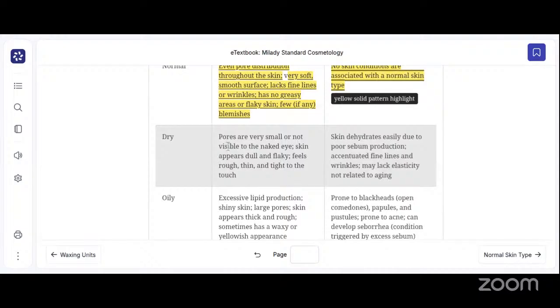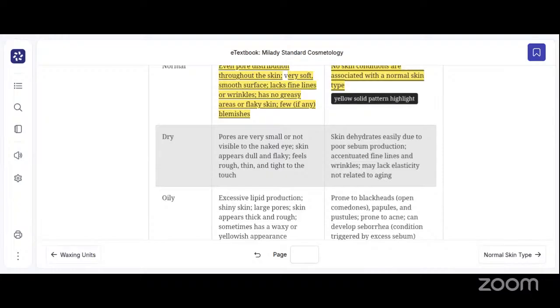When you look at dry skin, I'm going to highlight it in a different color. Pores are very small or not visible to the naked eye. Skin appears dull and flaky or feels rough, thin, and tight to the touch. Pores are very small or not visible to the naked eye. Skin appears dull and flaky, feels rough, thin, and tight to the touch. This is dry skin.